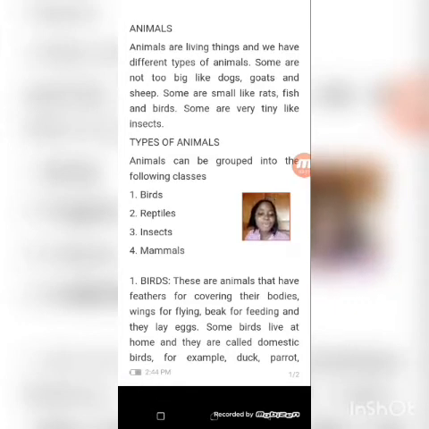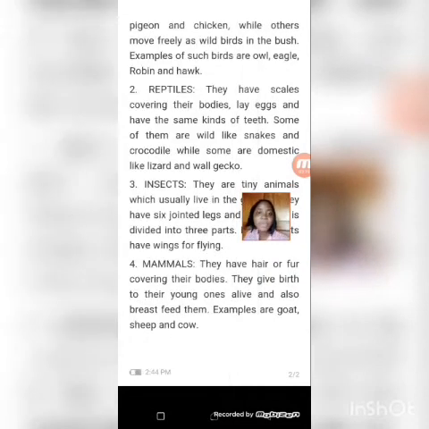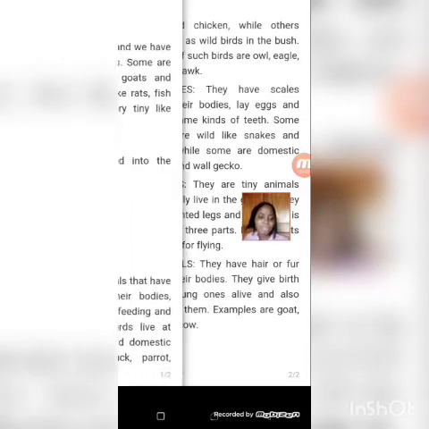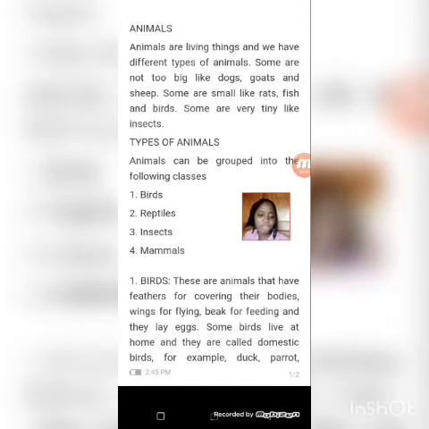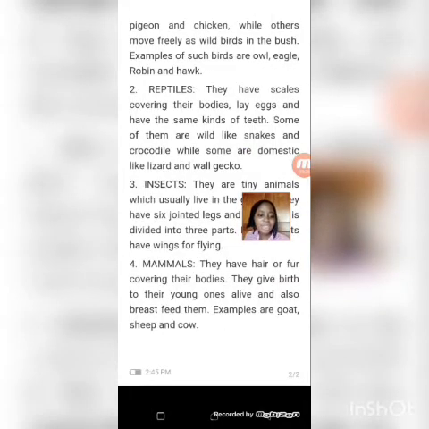For example, we have the duck, we have the parrot, we have the pigeon and chicken. I'm sure you've seen most of what I mentioned. Duck, you've seen a duck before, you've seen a parrot, I don't know if you've seen a pigeon, but you surely have seen a chicken, a fowl, that walks around in our houses. So they are domestic birds.